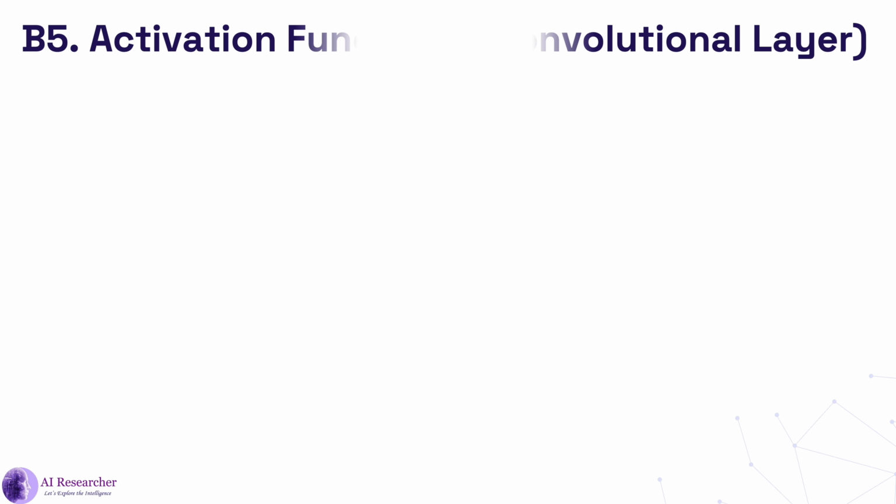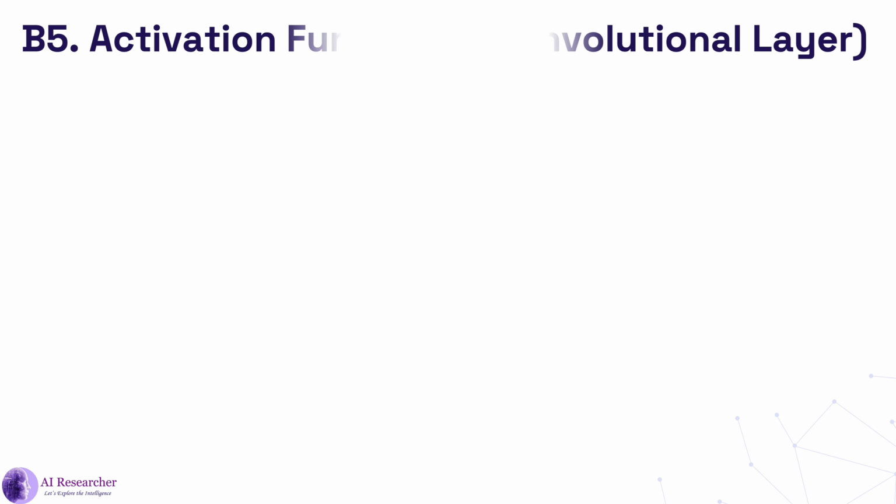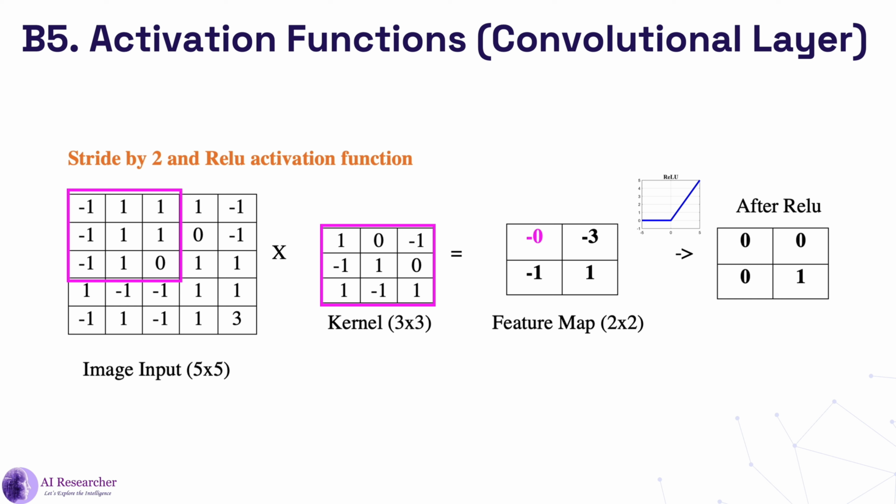The next component of the convolution layer is the activation function. What is an activation function? It helps the network to learn complex pattern relationships within data, and commonly ReLU, which is a rectified linear unit, is used to introduce non-linearity into the network. Talking about the specific place of the activation function, specifically ReLU, in the convolutional layer and how it works, this is the example that I would like to show you.